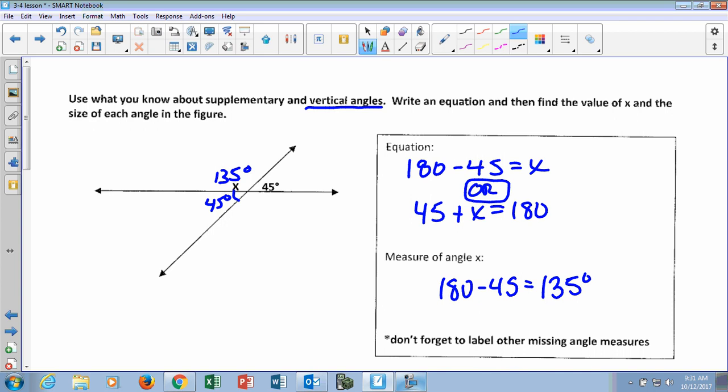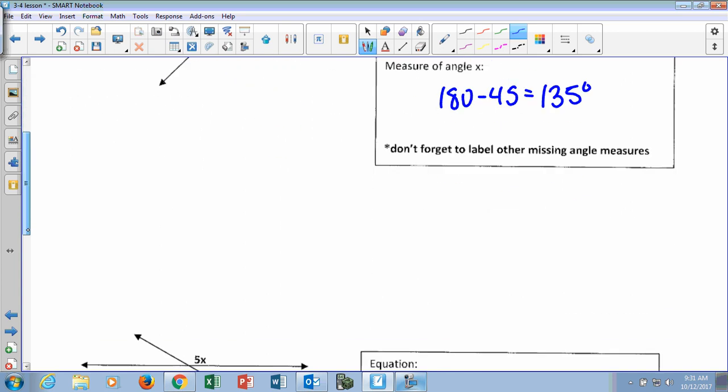It's also supplementary to angle x, right? Which we figured out to be 135. So what about the other angle then? What's this guy? Robert? 135. Because? Yeah, it could be supplementary here, or it's vertical to this one. So lots of different reasons, right? All right. Now the one below is a little tougher, right?